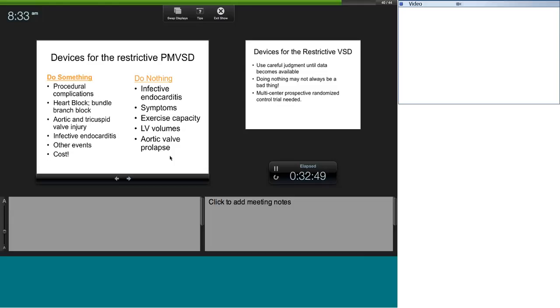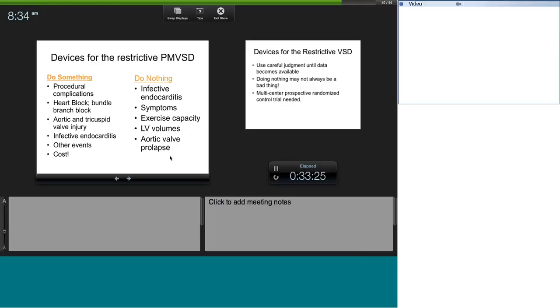Symptoms, well, they are asymptomatic. Exercise capacity, we do not document. LV volume overload, we don't understand. And we often don't measure these scores before we take decisions on these patients. Aortic valve prolapse is a concern, but that's primarily a concern in subpulmonic VSDs. In perimembranous VSDs, aortic valve prolapse behaves completely differently. It's not something that progresses in a predictable fashion. So for restrictive VSDs, we have to be very careful before we decide on indications to close.